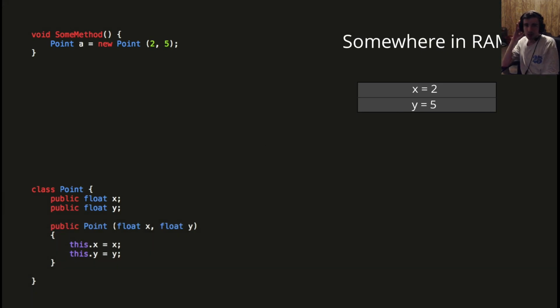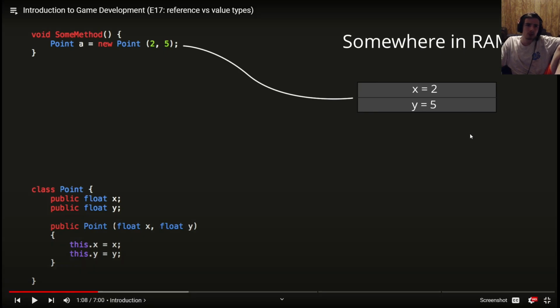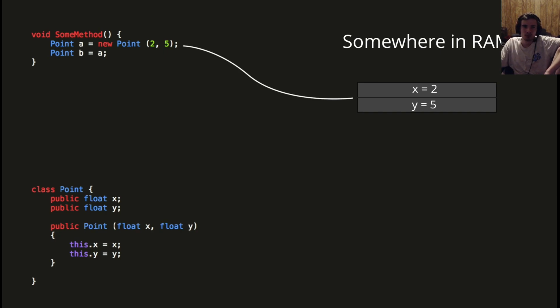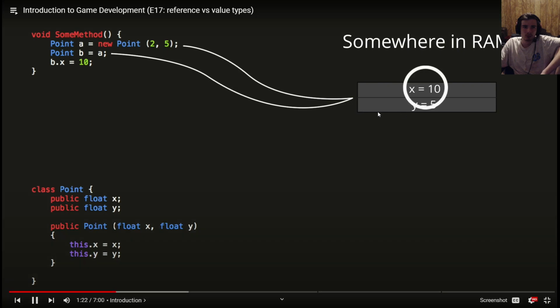Our variable a then stores a reference to that location in memory. This is why classes are reference types. Let's look at the implications of this. If we create a new point b and set it equal to point a, then both variables now refer to the same location in memory. Thus, if we were to set b.x equal to 10, that value would be updated over here, and so both point a and point b would now have an x-coordinate of 10.